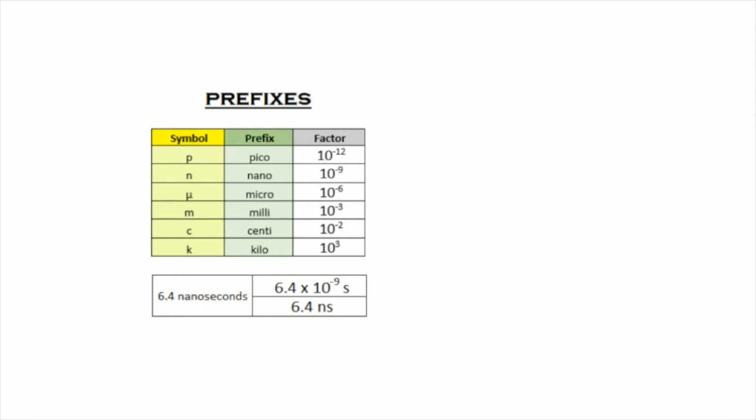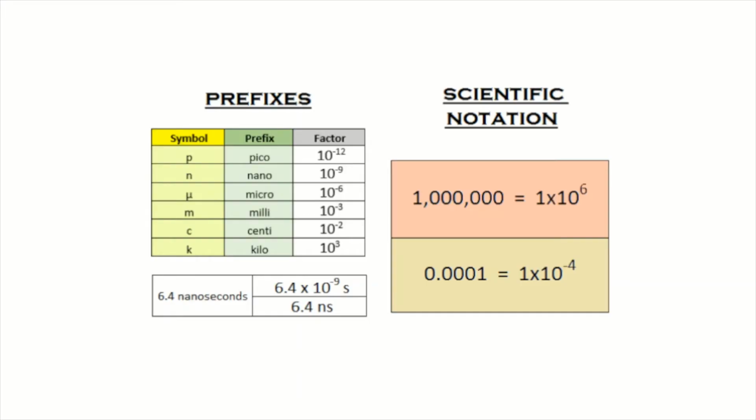We use these as an alternative way to write more complicated numbers. So if the example is 6.4 nanoseconds, that's a very small number. You can look at the conversion factor and write it as 6.4 times 10 to the negative 9th seconds. You can also use the symbol and write it as 6.4 ns. Scientific notation, if the power is positive, like the 6, that corresponds with a number larger than 1. If the power is negative, like the negative 4, that corresponds with a number smaller than 1.